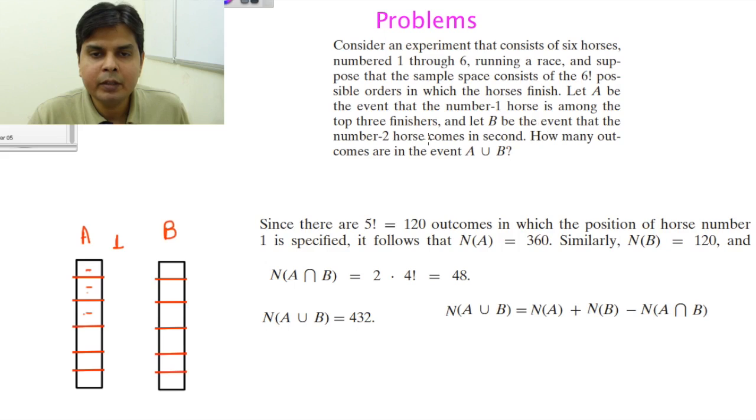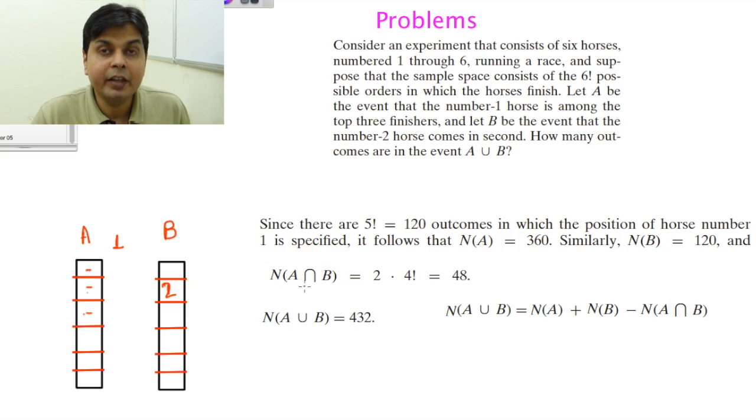Now come for B. In B, what is happening? B is the event the number 2 horse comes second. So the position of horse number 2 is fixed here. So the remaining 5 horses can be arranged among the available positions in factorial 5, that is 120 ways.